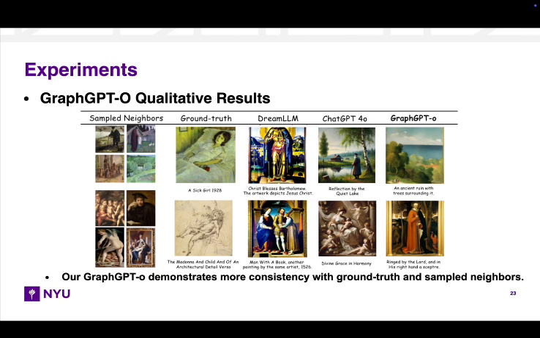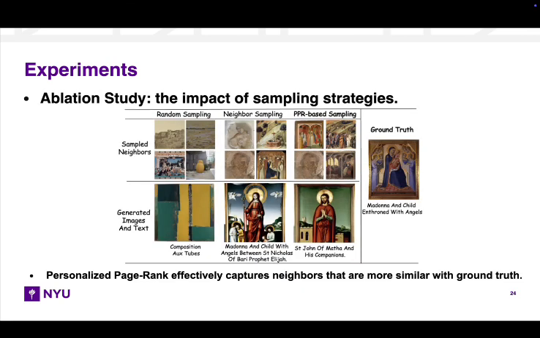And here are other results in terms of the samples. We also did an ablation study, where we want to see if the sampling strategy would impact the quality of the generation. It shows that personalized PageRank effectively captures the neighbors that are more similar to the ground truth compared with neighbor sampling and random sampling.